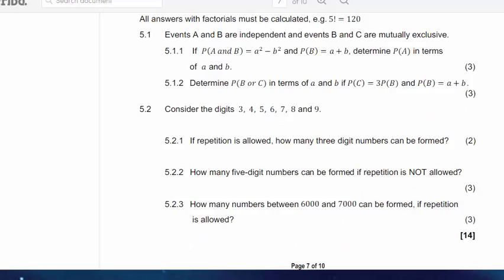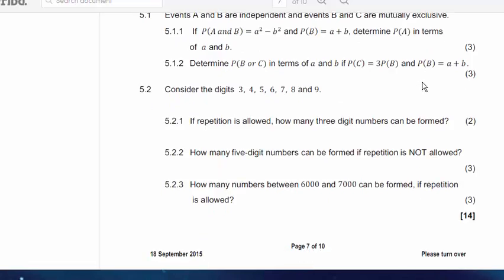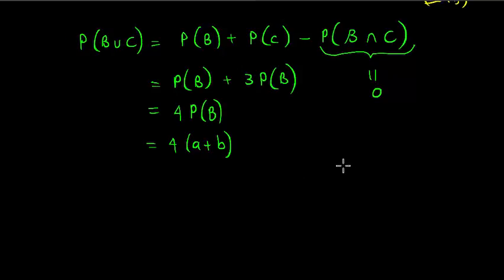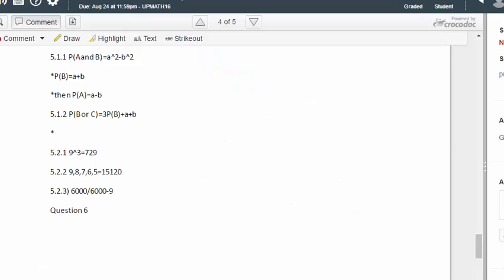Consider 3. Again, it's very important that I know my theory. Consider the digits 3, 4, 5, 6, 7, 8, and 9. If repetition is allowed, how many 3-digit numbers can be formed? Okay, so I want a 3-digit number where I can use any number between 3 and 9. Let's first see if the students get it correct.